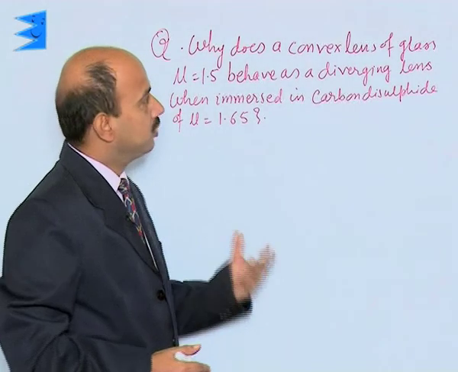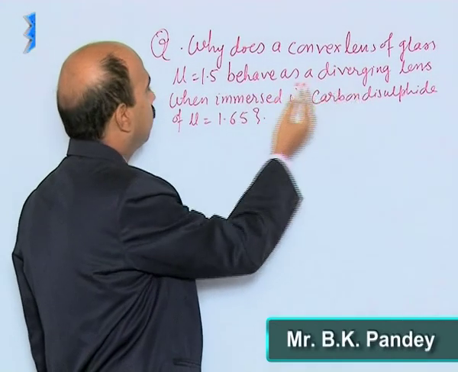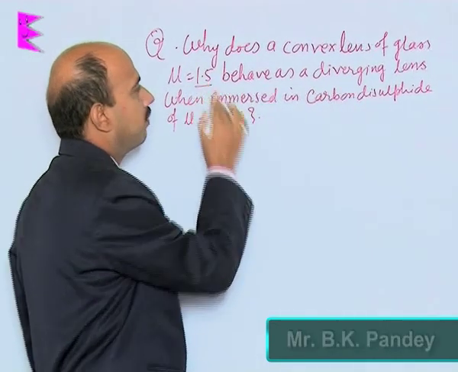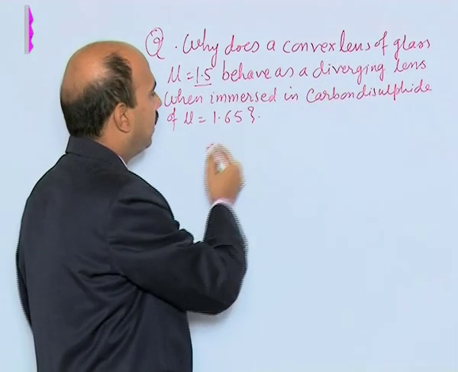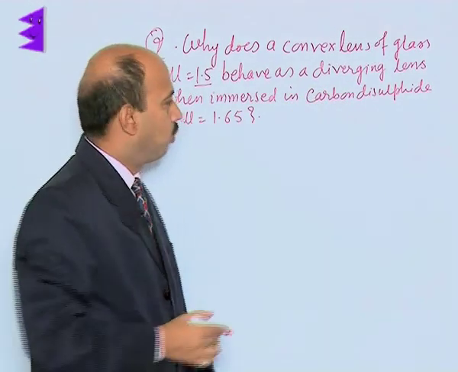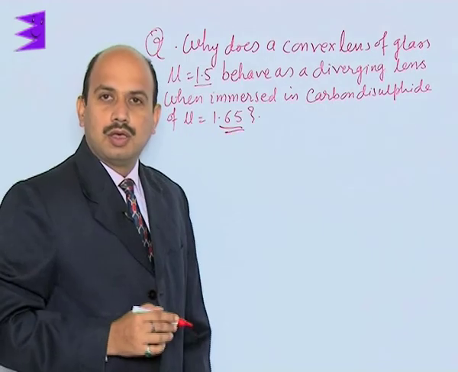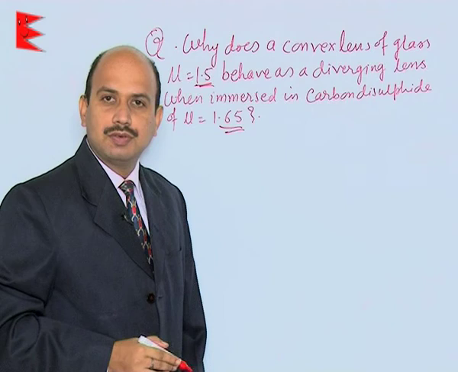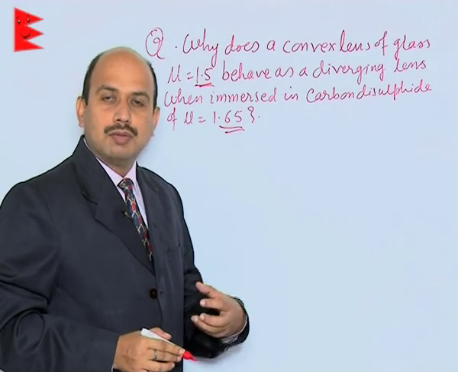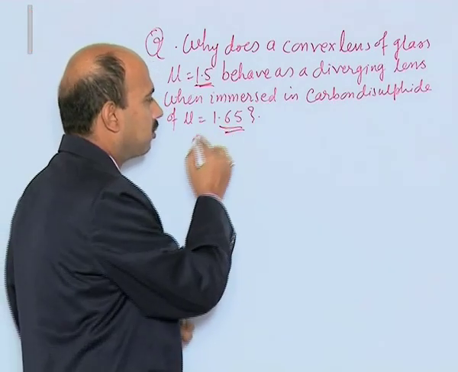Now say your next question. Why does a convex lens of glass with mu equal to 1.5 behave as a diverging lens when immersed in carbon disulfide of refractive index 1.65? So now here you are given a convex lens whose refractive index is 1.5, and it is put into a medium whose refractive index is 1.65.